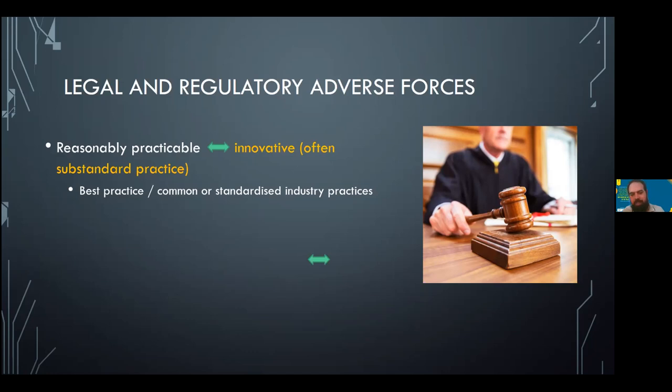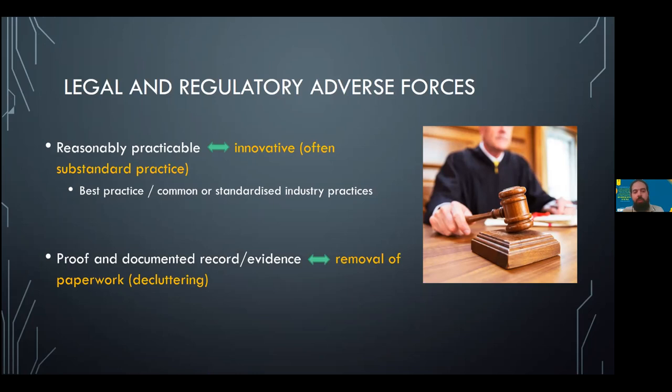So this puts the company in a very awkward position. They need to compromise this reasonably practicable defense if they want to apply or implement a practice that is not really common in the industry or in the field. So this is dangerous for them.